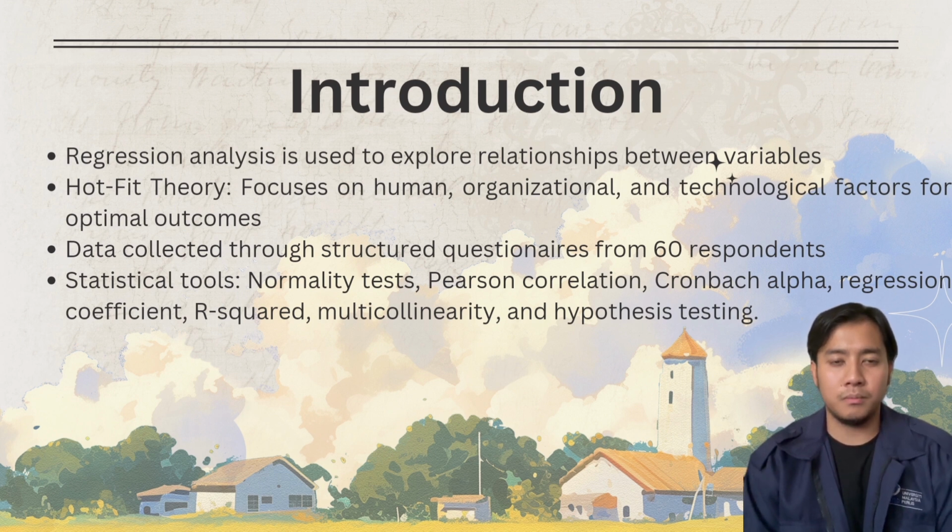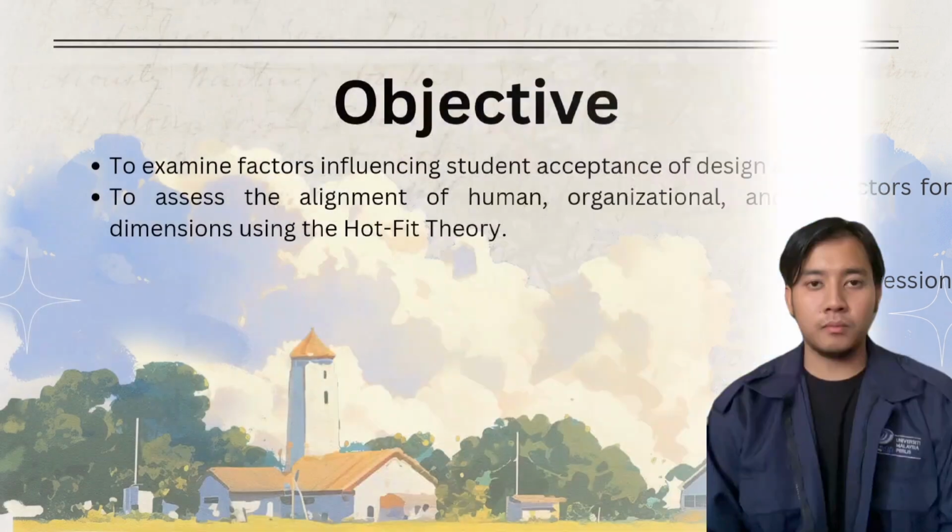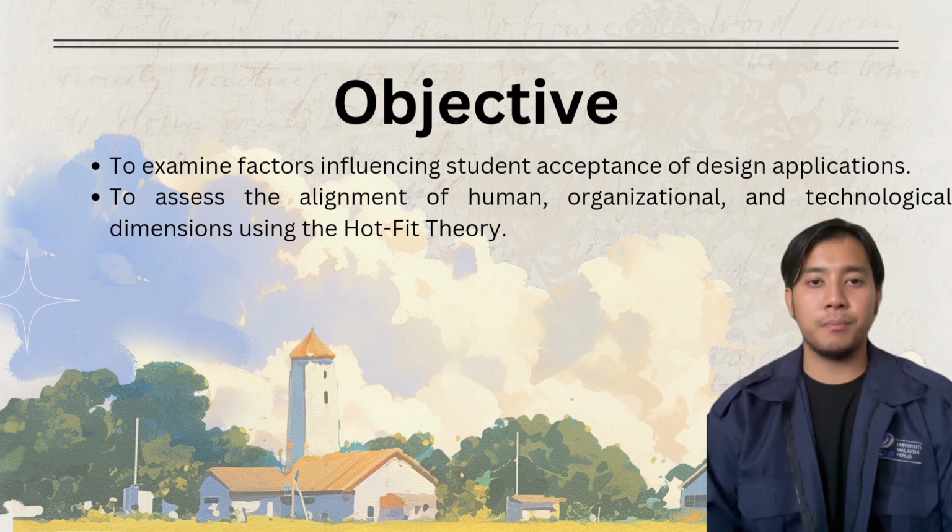achieve optimal outcomes. All the data have been collected through structured questionnaires from 60 respondents, and there are some statistical tools that have been used in this study, which are normality test, Pearson correlation, Cronbach's alpha, regression coefficient, R-squared, multicollinearity, and hypothesis testing. And now we move to the next part.